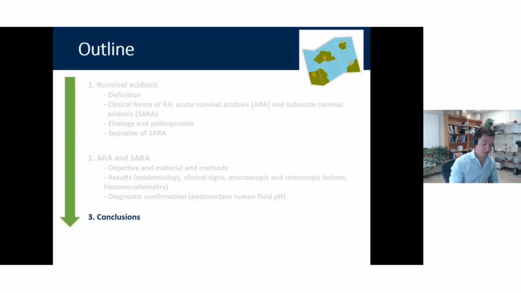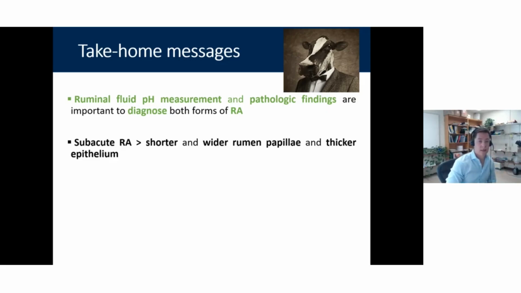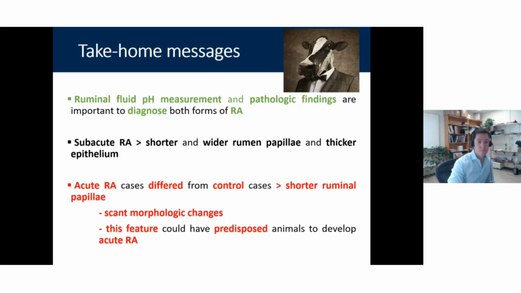So just to wrap up and write 2-3 conclusions about this paper, we definitely rely on ruminal pH when we have to reach the diagnosis of the disease, but we really want to also give that context with the pathologic findings, really important for both forms of the disease. When it comes to morphology, shorter and wider ruminal papillae and thicker epithelium are the hallmarks for subacute ruminal acidosis cases. And when it comes to the acute form, remember, the changes are going to be subtle.